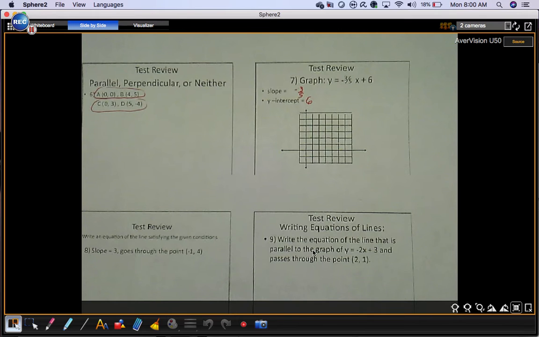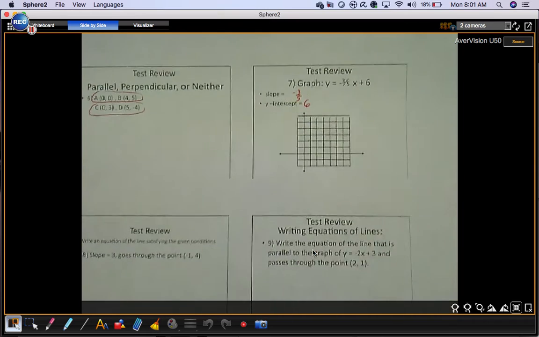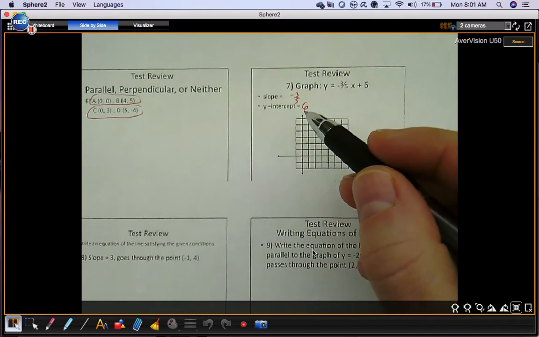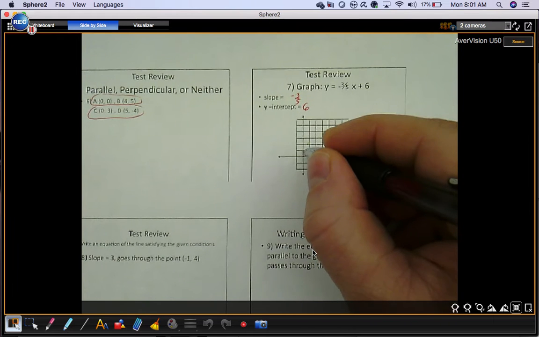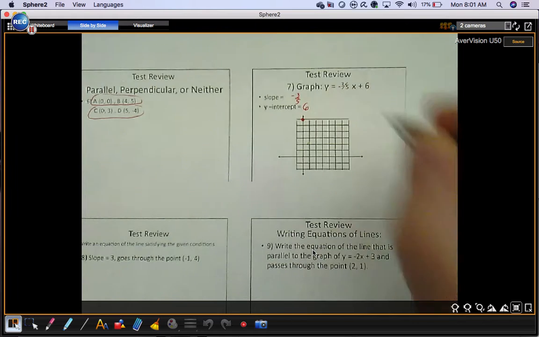Okay, so obviously I'm going to graph this, but you don't have to do this tomorrow. You just have to identify the correct graph. So our origin is here. I need to count up 6 because my y-intercept is positive 6. That point is on the line.